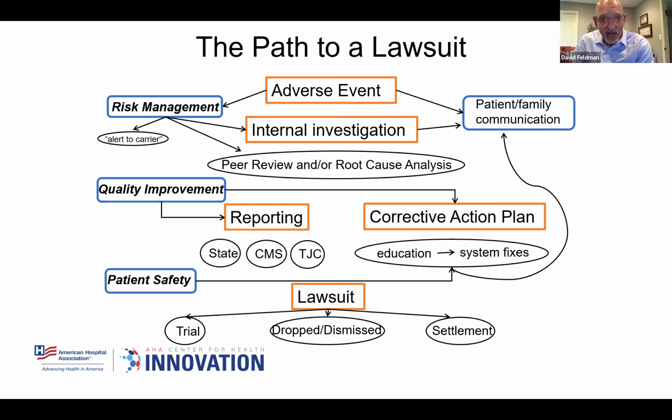And then on the bottom, we have the big bad people in the lawsuit, right? When this happens, and I think most of us know that, at least in the US, most of these cases are either dropped or dismissed or settled. Very few malpractice cases go to trial because of the expense. We could talk about that a little later if you'd like, but this is what we often think of as this path to a lawsuit.